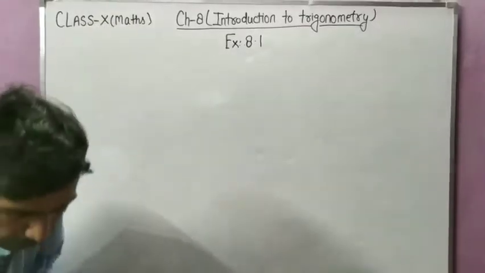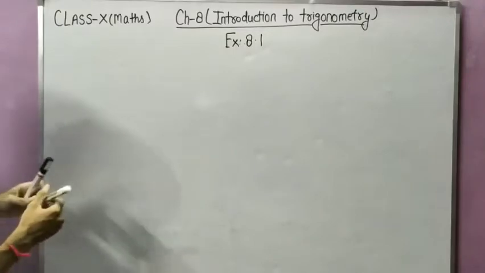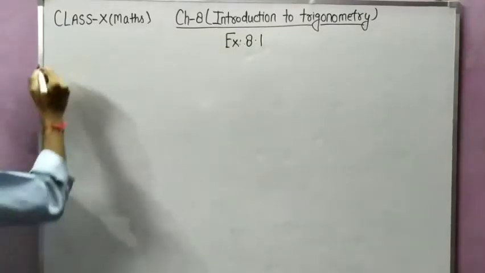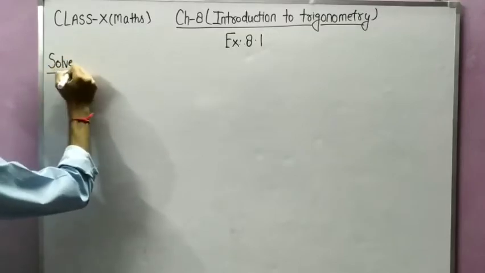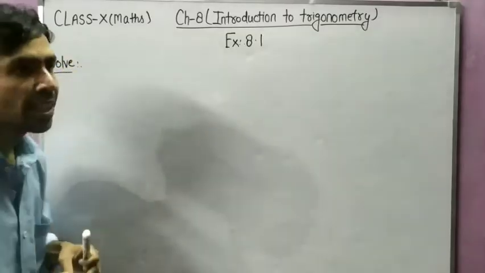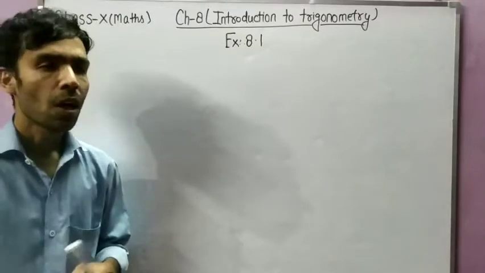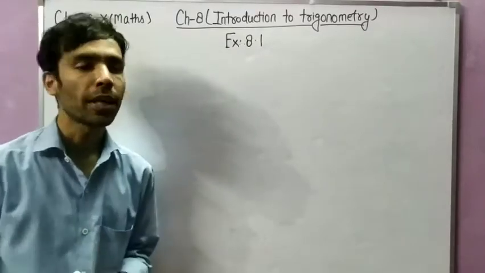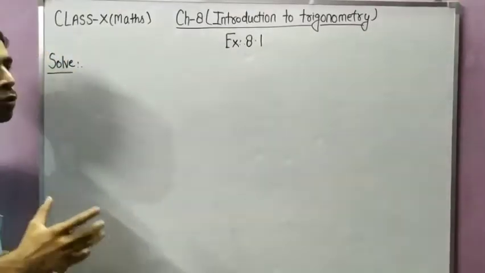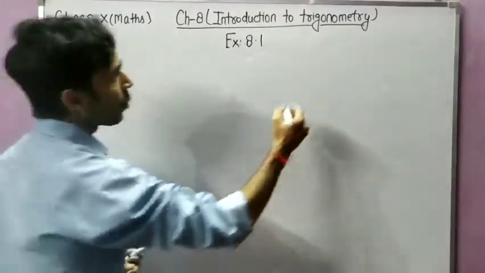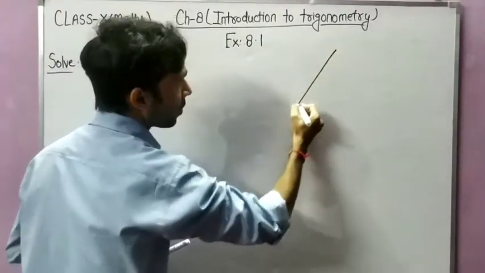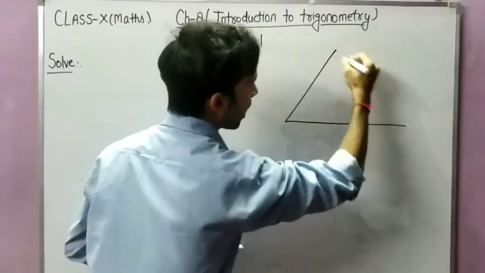Now students, how will we solve this question? This question can be solved by taking two separate triangles or in one triangle only. I am going to solve it with the help of one triangle only. Suppose I have drawn one triangle, triangle ABC.